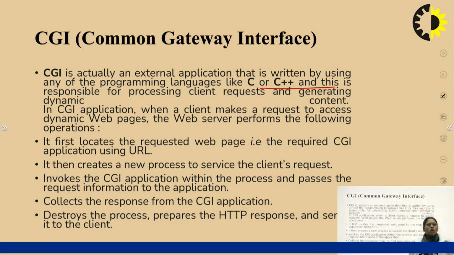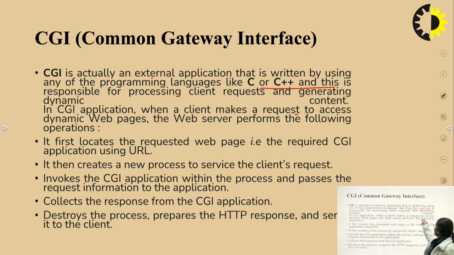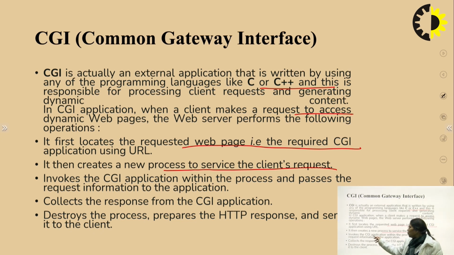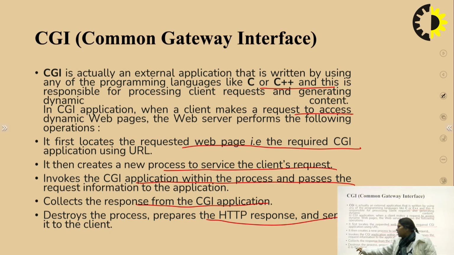dynamic content. In CGI, when a client makes a request to access a dynamic web page, the server performs the following operations. It first locates the requested web page, that is, the required URL for that web page. Then it creates a new process for the client request. Then it invokes the CGI application within the process, passes the request to the application, and collects the response from the CGI application. Finally it destroys the process and prepares the HTTP response, and that HTTP response is sent back to the client.